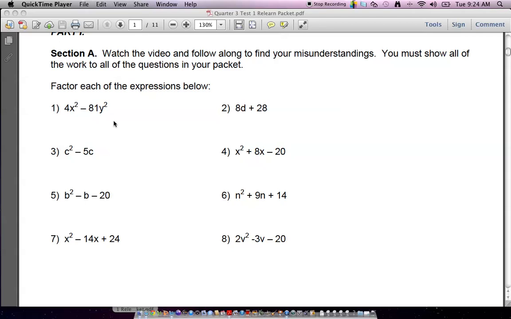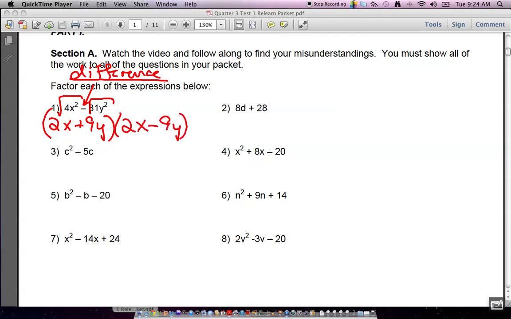of 2 perfect squares. And what I mean by that is that it is possible, by looking at this, to do the square root of 4x squared and the square root of 81y squared. And by the difference of 2 perfect squares, what I mean is subtract the difference. So this is going to be 2x plus 9y and 2x minus 9y. Now, a simpler version of this might be something like x squared minus 25. I could square root both of those, and I'm going to get x plus 5, x minus 5.